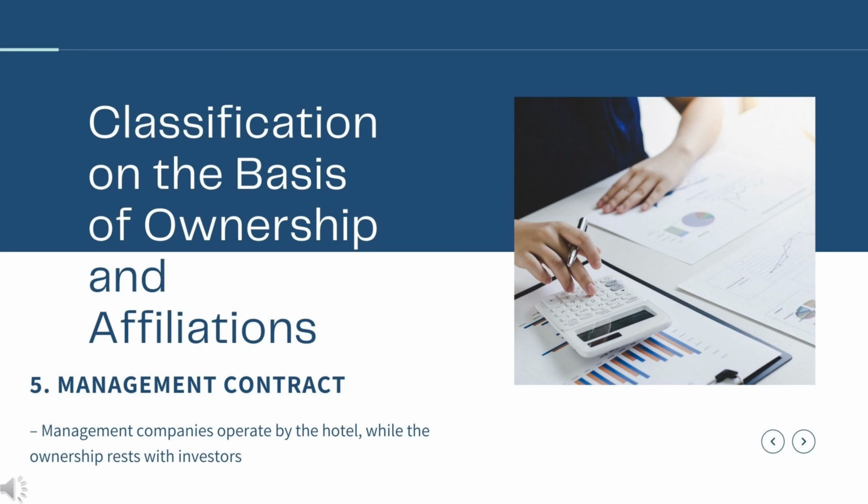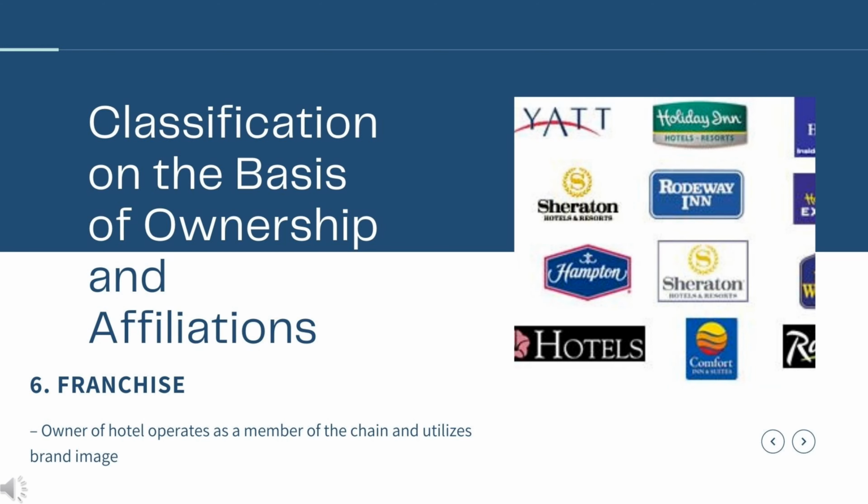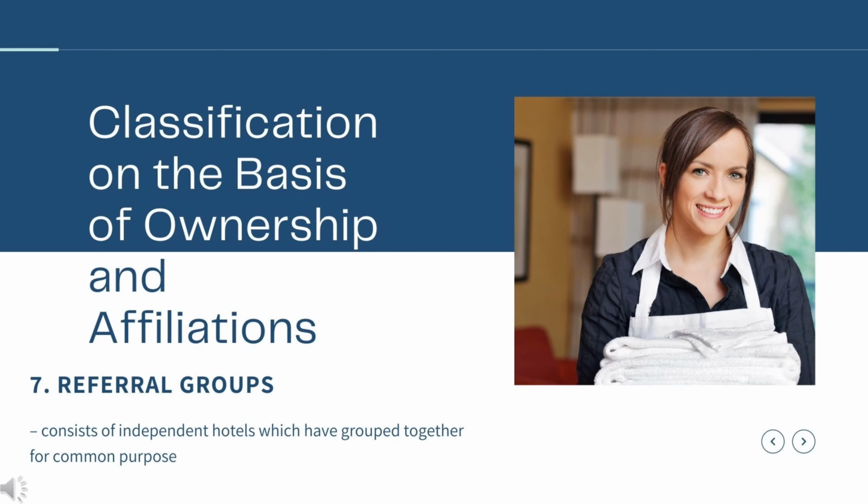Number 5. Management contract. Management companies operate the hotel while the ownership rests with investors. Number 6. Franchise. Owner of the hotel operates as a member of the chain and utilizes brand image. Number 7. Referral groups. Consists of independent hotels which have grouped together for a common purpose.